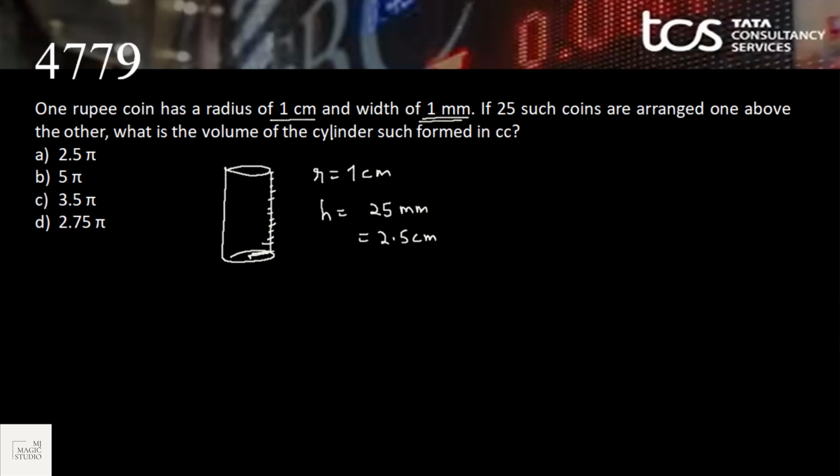They have asked to give us the volume of cylinder in cc. Now volume of cylindrical figure is pi r square h, so this will be pi into r square, 1 square, into h, 2.5. So that would be 2.5 pi cc volume. Option A is the pick.